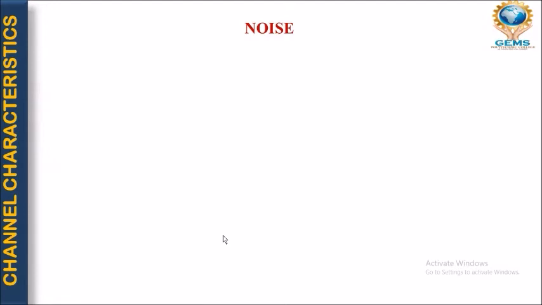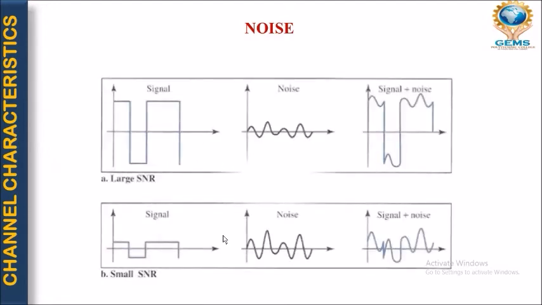Okay, so here we have noise. We have two types of signals. One is a large SNR and the second is a small SNR. So a large SNR, when it is going through the channel, it may so happen that noise occurs, and due to the noise, the output after transmission will be signal plus noise.